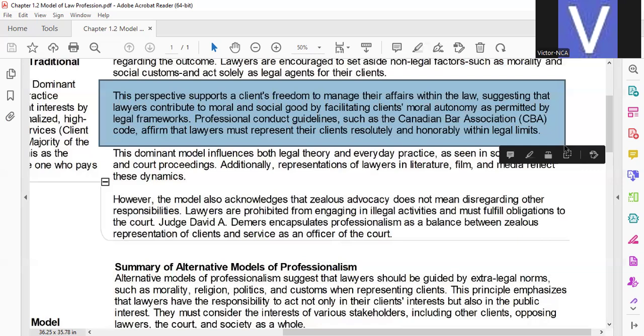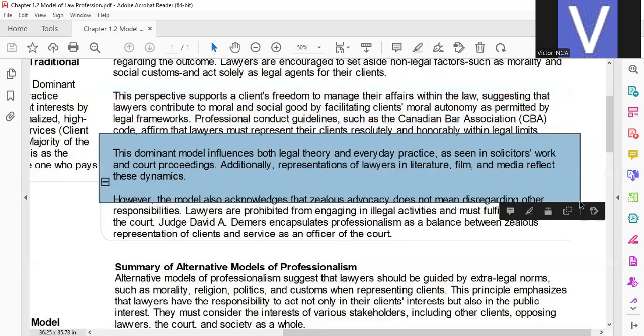Professional conduct guidelines, such as the Canadian Bar Association Code, also affirm that lawyers must represent their clients resolutely and honorably within legal limits. This dominant model also influences both legal theory and everyday practice, as seen in solicitors' work and court proceedings. Additionally, the representation of lawyers in literature, film, and media reflects these dynamics.